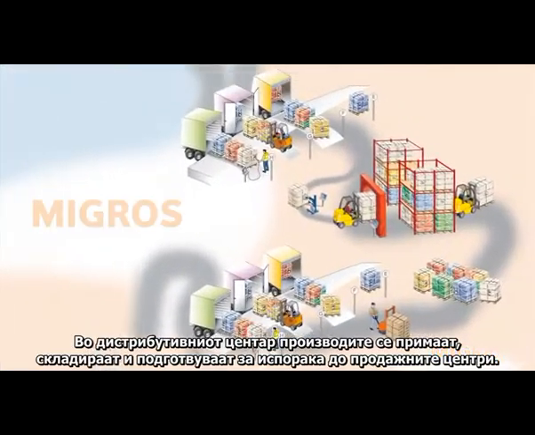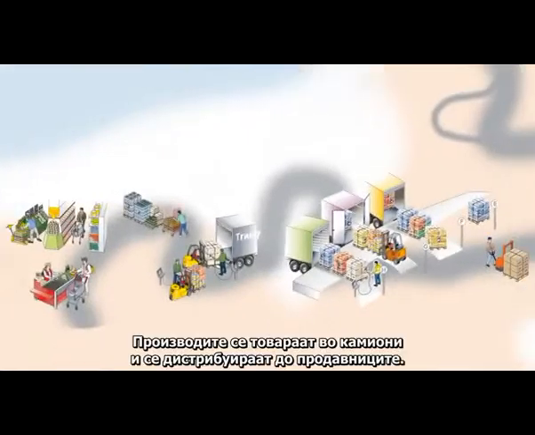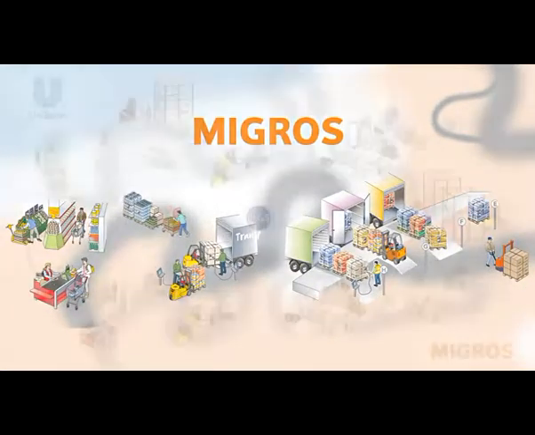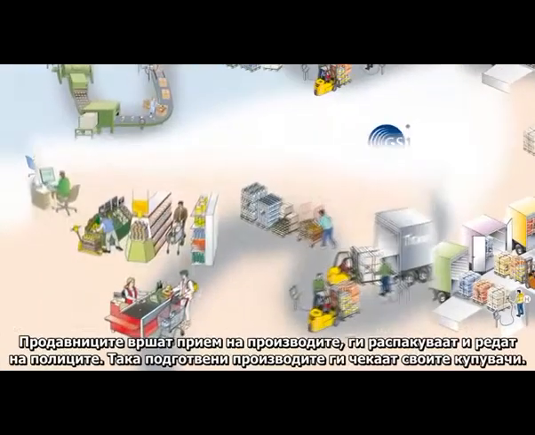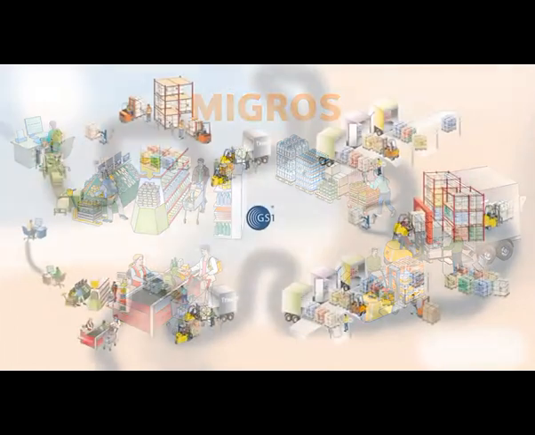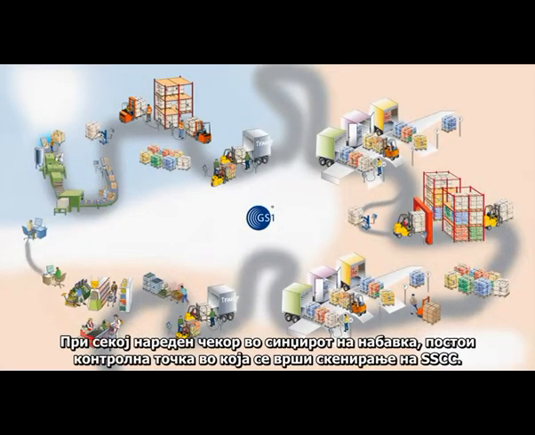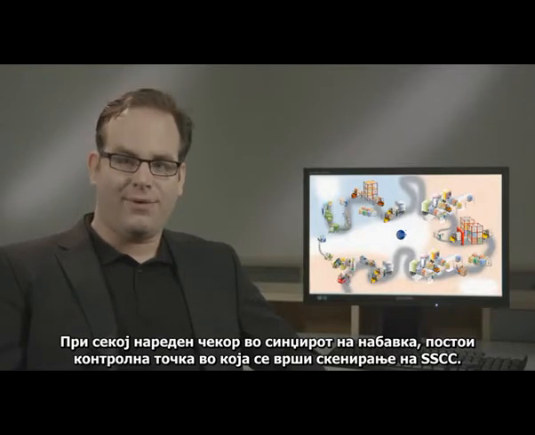Within the distribution center, goods are received, stored, picked into trade items, and then prepared for shipment to the retail store. The goods are loaded onto trucks and transported to the store. The store receives the goods and unpacks them onto the shelves, ready for the customer to buy. At each step of the process, there is a checkpoint where the SSCC has to be scanned.